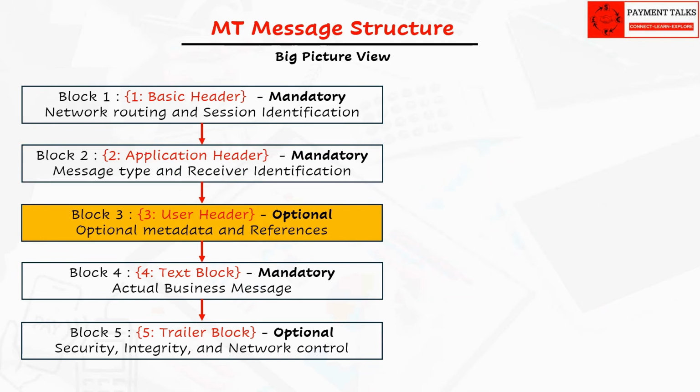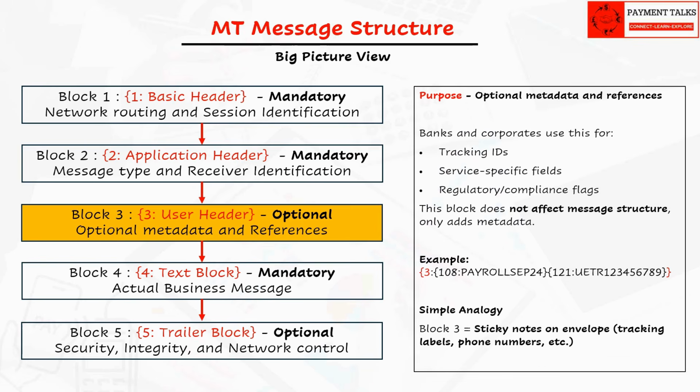Next is block 3, user header block. This is an optional block. The purpose is to send optional metadata and other extra references. Since the introduction of UETR, which is placed in this section, it has become important for payment messages, which are anyways deprecated now. Banks and corporates use this for tracking IDs, duplicate control, service specific fields, regulatory flags, etc. This block does not affect message structure, only adds metadata.